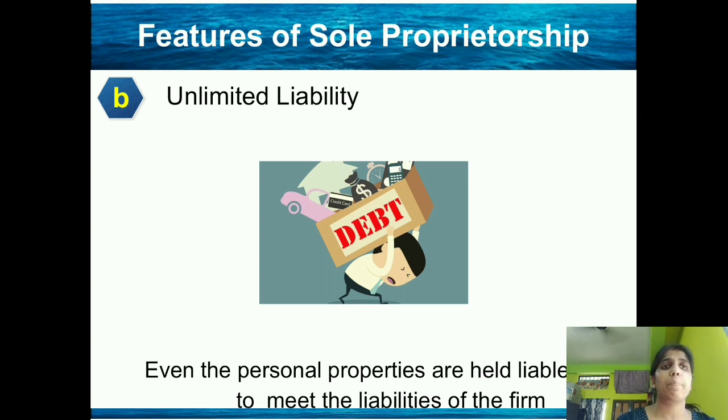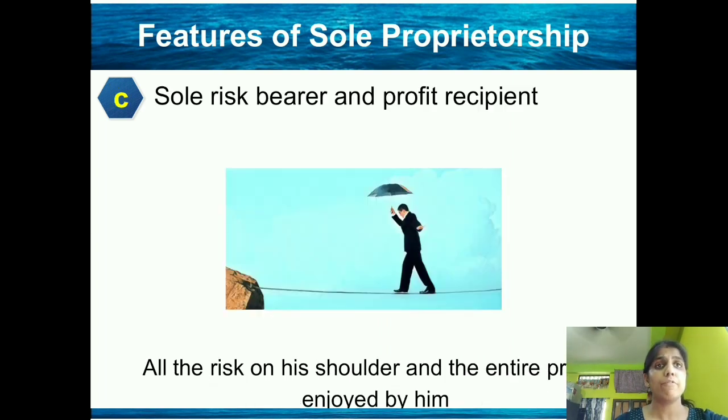So you have to return that money to each and every person. So this is what is unlimited liability. You have to bring from your personal money and give it to your creditors. Understood? Moving to the third one, we have sole risk bearer and profit recipient.